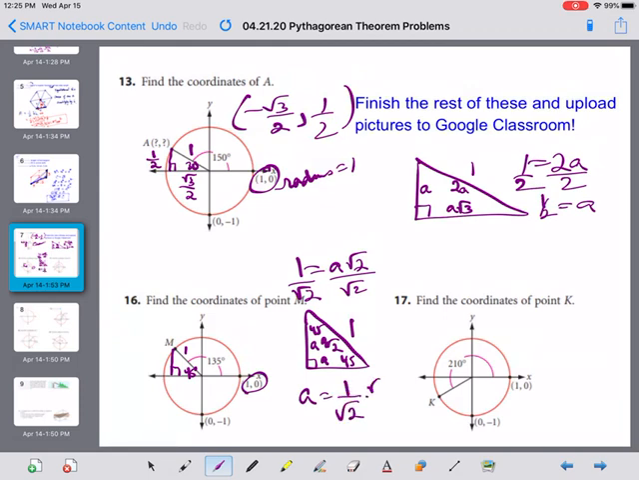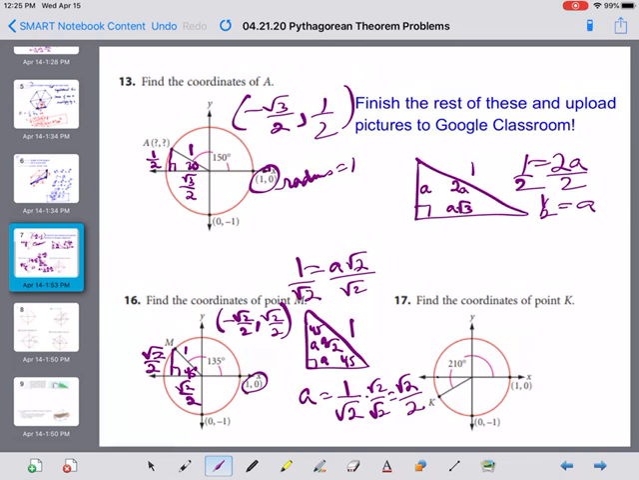And we like to rationalize the denominators. So radical 2 over radical 4, which is square root of 2 over 2. So that's here and here. So the ordered pair is negative square root of 2 over 2, comma, positive square root of 2 over 2.